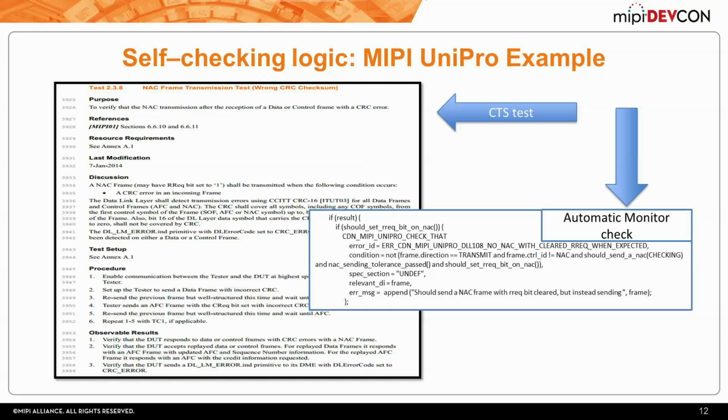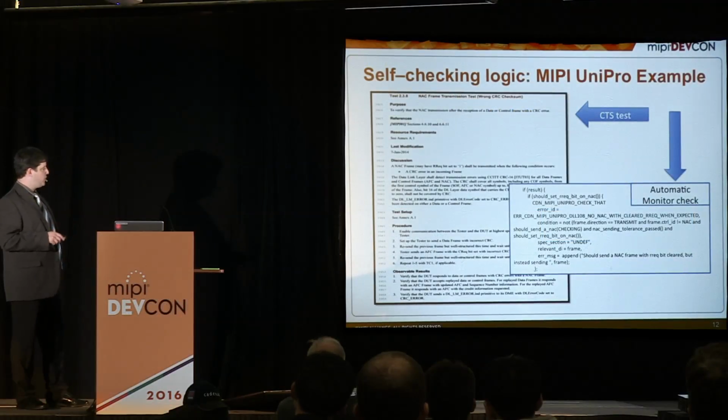So in our verification environment, we are creating self-checking. So during a simulation, we expect that if a NAC should be transmitted with an AREQ bit and we didn't observe it, we will provide an error for the end user stating that no NAC with cleared AREQ when expected. And then that check is also being collected and covered in the cover model and the verification plan.